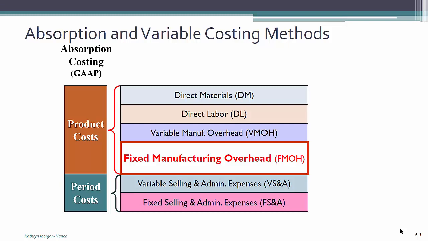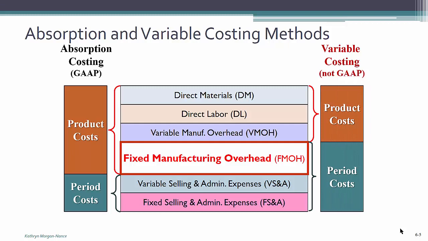Under absorption costing, all manufacturing costs are included in the cost of inventory produced. They're a product cost, regardless of whether their behavior is variable or fixed. Under this method, the cost of a unit produced consists of direct materials, direct labor, and both variable and fixed manufacturing overhead. For a company's financial statements to be presented in accordance with GAAP, with generally accepted accounting principles, the company must use the absorption costing method for valuing inventory.